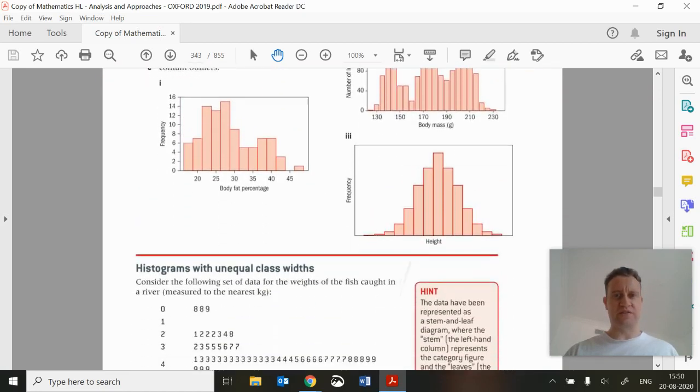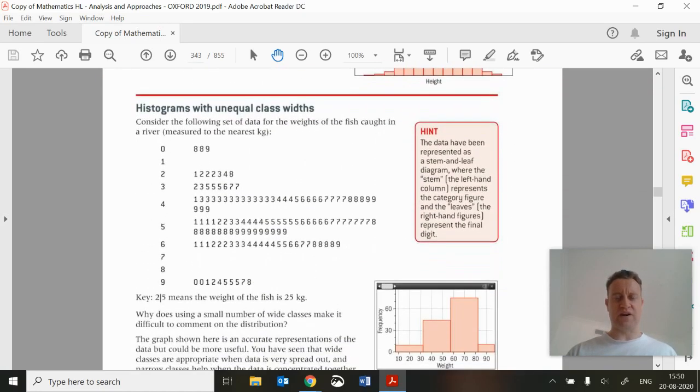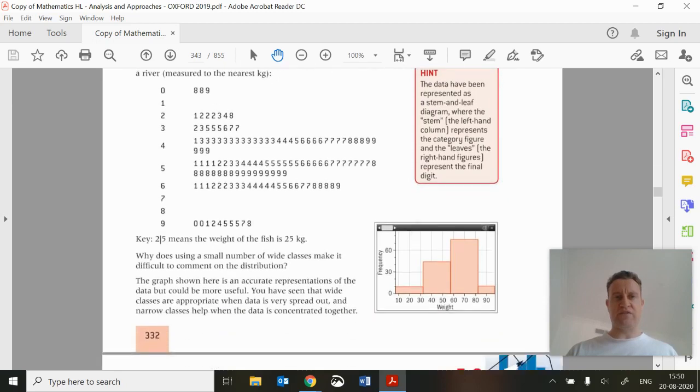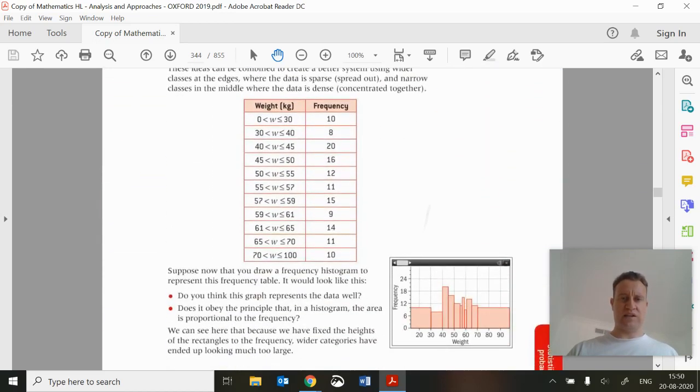We have just done 5D, and 5E is all about histograms with unequal class widths. There's normally a little correction that you can make here by talking about frequency density rather than plotting a height of the frequency. The reason I'm appending this on the end is that there's really not much here at all. They're just asking, is it fair if you have unequal class widths? So they're taking an example here.